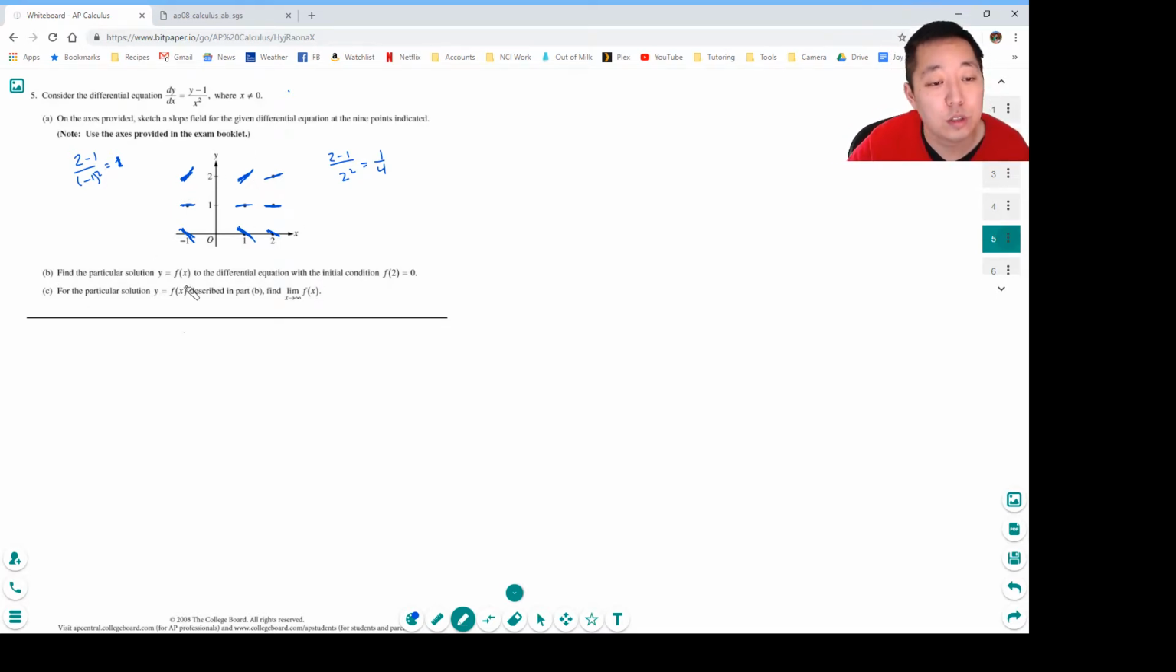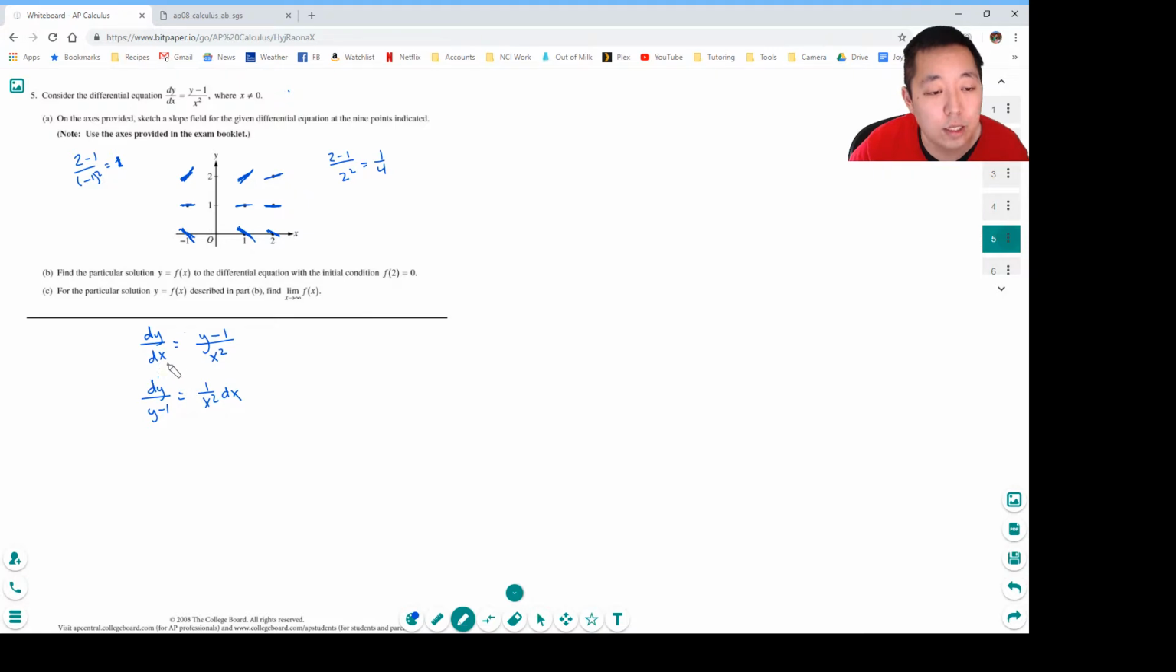Find the particular solution to the differential equation with the initial condition f of 2 equals 0. So the only way to do solving differential equations here is I do separation of variables. That's the only technique you know in AP Calculus AB. So the dx comes over here and all the y's go over here. So I'm going to have dy over y minus 1 equals 1 over x squared dx.